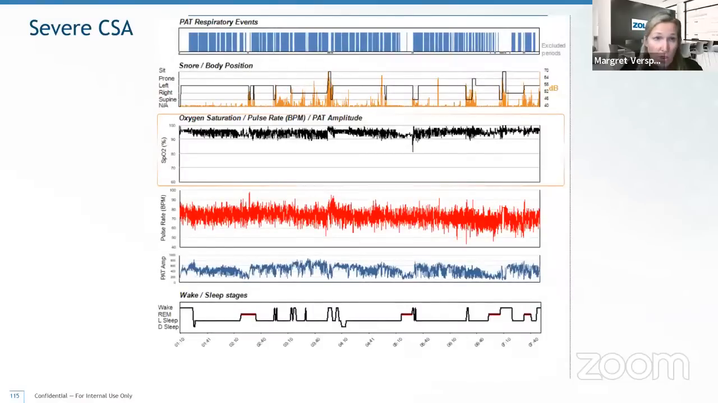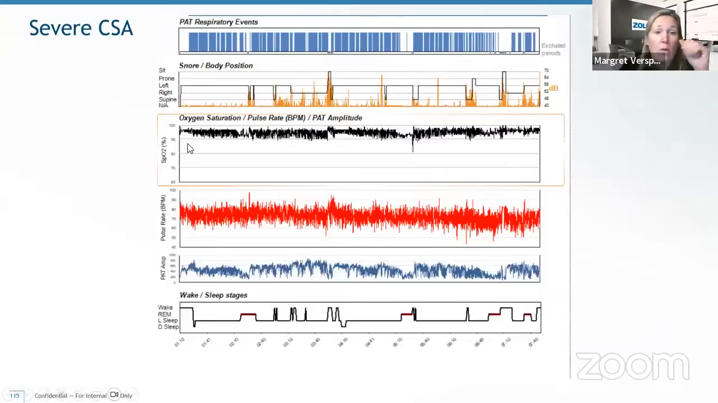Then we have the central sleep apnea. This looks like a completely different pattern compared to obstructive sleep apnea. Why? First of all, there's hardly any snoring. When we see increases in sound, in this case, it's most of the time when the patient is moving, changing body position. So this looks completely different than the obstructive patient I just showed you. But also here there are a lot of event scores. We see a lot of blue blocks.